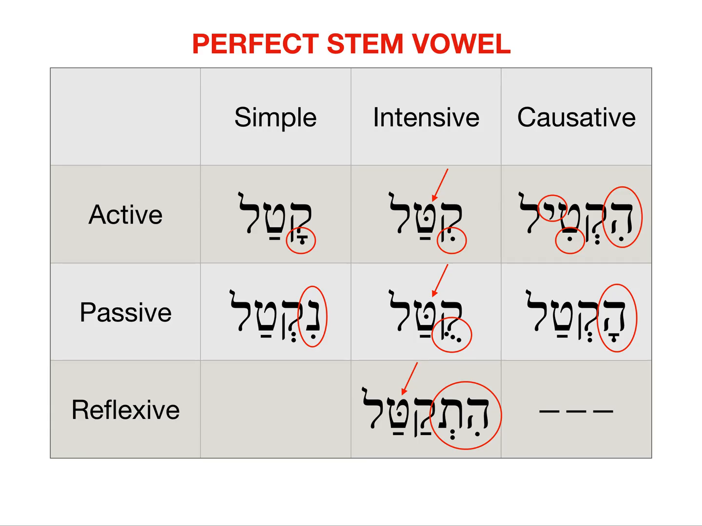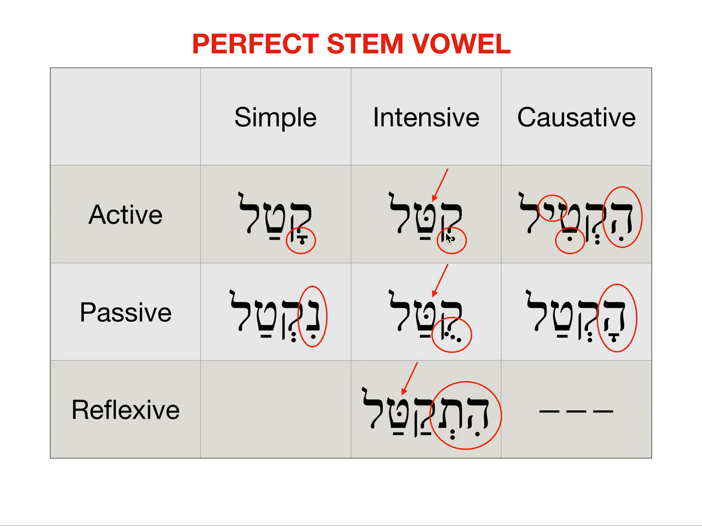Here is a summary of the stem vowels, and the ones that are circled are those that I need you to know, need you to learn. For kal, so active simple, is the a. For nifal, there is a ni before the 3 root letters. Notice this is not part of the root. You have katal, right? And this nun is before the 3 root letters.